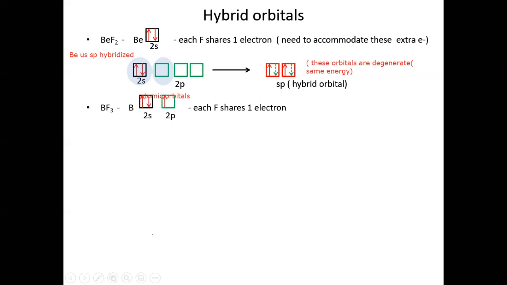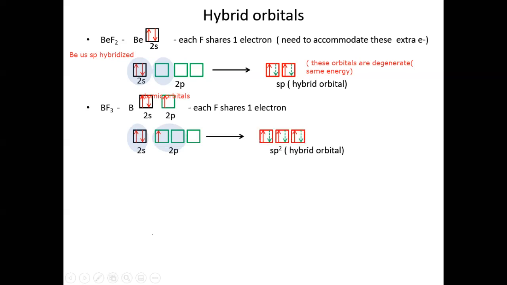Next we have boron trifluoride. Boron's outer orbitals are 2s2, 2p1. Each fluorine shares 1 electron, so boron has to accommodate the extra 3 electrons from the fluorine, but it only has a 2s and a 2p orbital. So what we're going to do is take one 2s orbital and two 2p orbitals, and we're going to form 3 sp2 hybridized orbitals. So again, on the left side are atomic orbitals, on the right side are the hybrid orbitals.